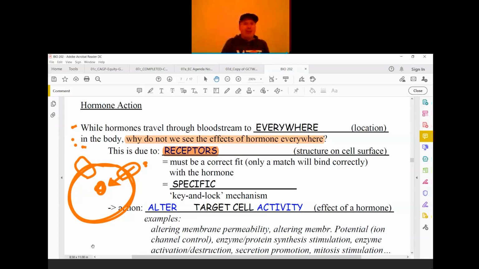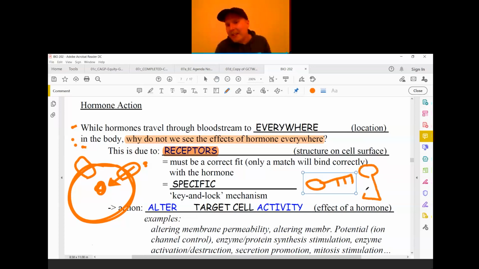So we've got many different kinds of cells, we've got many different kinds of receptors, but not all receptors and all hormones are a match. It's almost like, and this is a really bad drawing, I already know it, so apologies, it's almost like a key and lock mechanism, that the 2 need to be a match. And it needs to be a perfect match. So they're very, very specific.